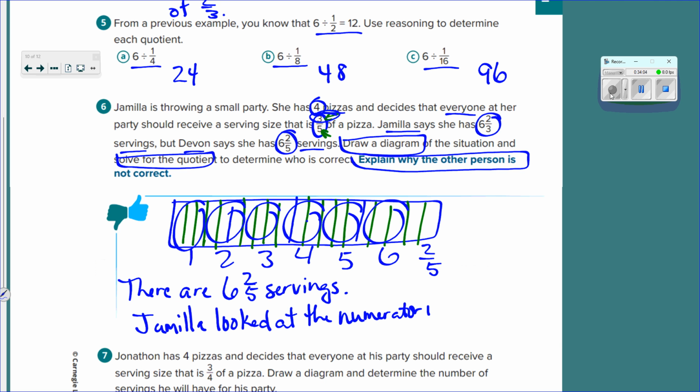So I'll just run through this real quick for those on the recording. Counted up how many groups of 3 we ended up. We said there were 2 parts left over out of 5 in the block. So there are 6 and 2/5 servings. You're going to look at the numerator instead of the denominator for the remainder. Okay, guys, is this making sense to you?